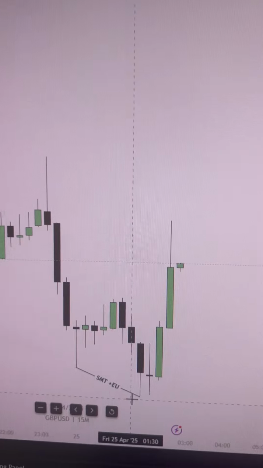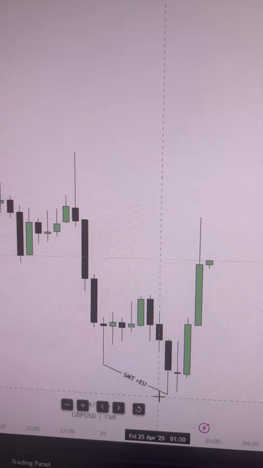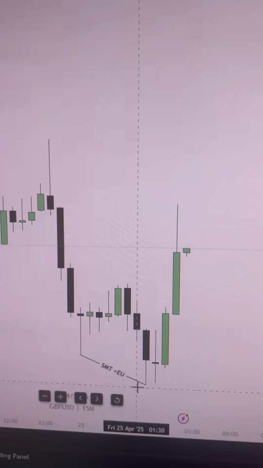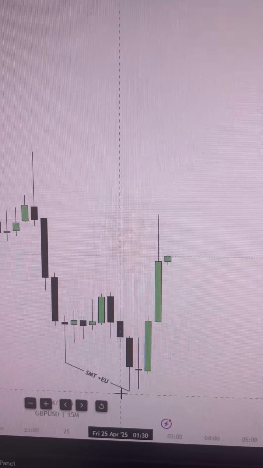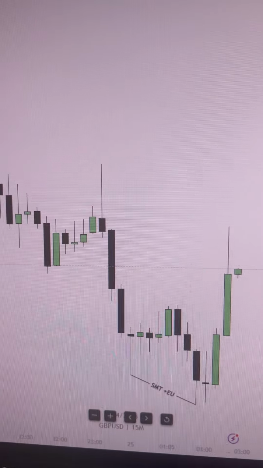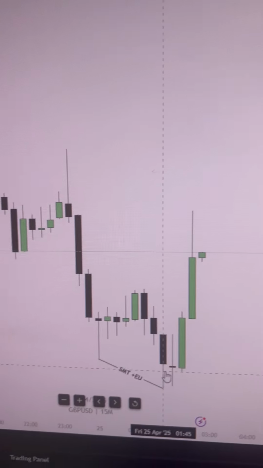So this is to tell us that there is involvement of what? Smart money technique or the institution in the market. And if we are going to be trading this, you have to be very careful to understand your bias, because sometimes you will see this smart money technique and price will go otherwise.